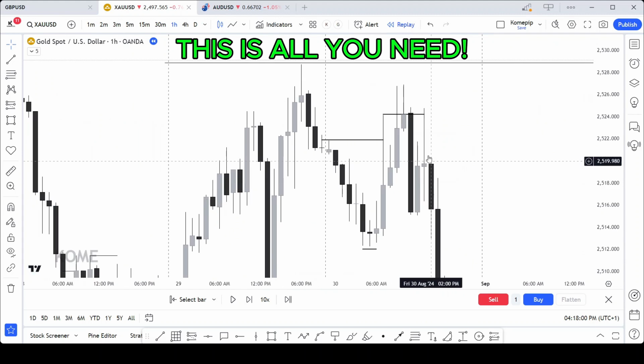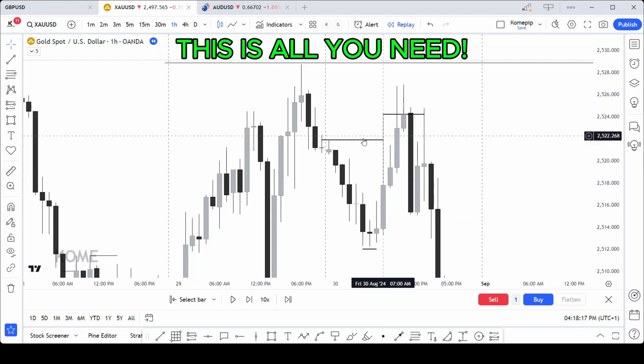Okay, so we have it here. This is the 10 o'clock candle, and this 11 o'clock candle is where we're looking for confirmation. We have seen that this 11 o'clock candle closed and it did not close above this candle.